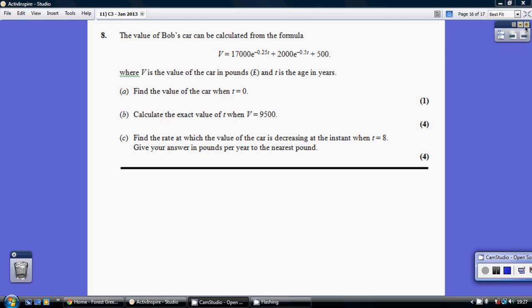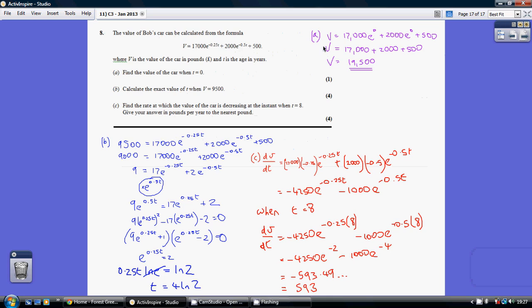Question 8. So for part A, find the value of the car when t equals 0. So find v when t is 0. Well, t being 0 is going to make each of these powers 0. Anything to the power of 0 is 1. So 17,000 lots of 1, 2,000 lots of 1, add 500. So adding those three together we get 19,500.